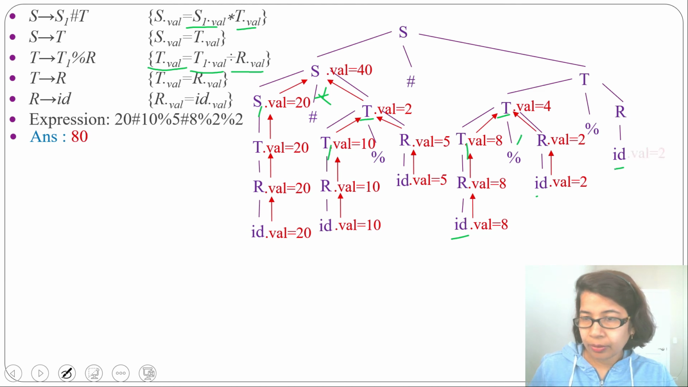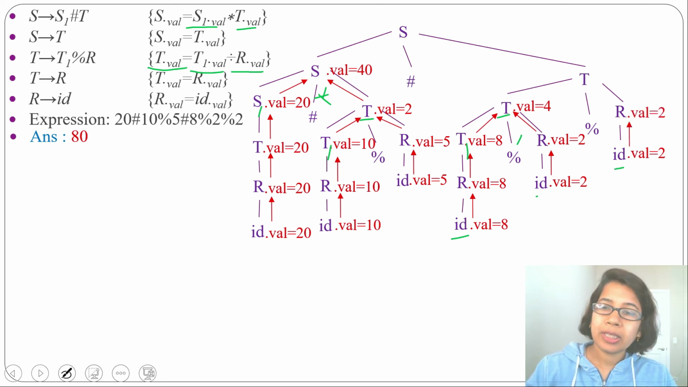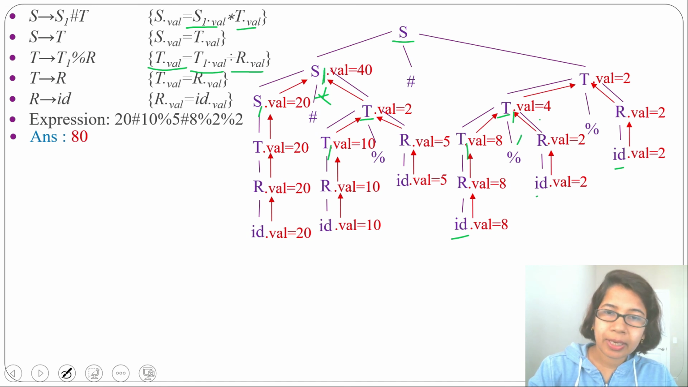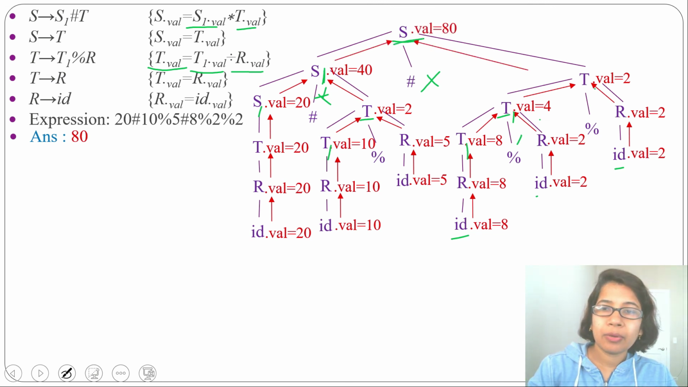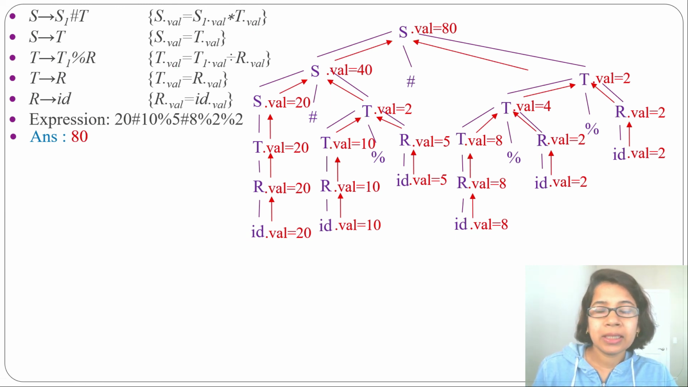Next this ID value equals 2. Now R will be synthesized from ID, so R value will be 2. Next T value is synthesized from T1 and R. So this is our T1, this is R. T value equals T1 value division R value. So 4 division 2 is 2. Next this S value equals S1 value multiplication T value. So let this be our S1 value multiplication T value. So 40 multiplied by 2 is 80. So S value will be 80. We got the answer as 80.